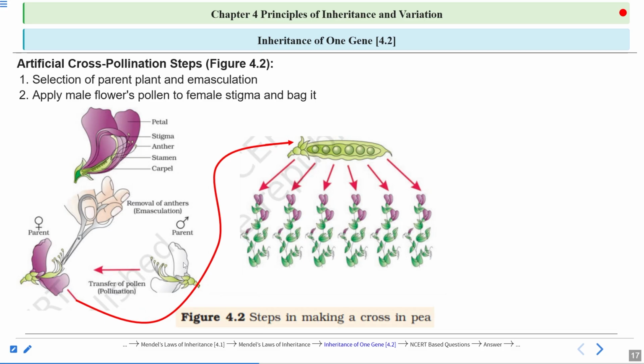So pollens from the male plant, this is the symbol denoting the male, this is the symbol denoting the female. Now pollens from the male flower were dusted on the stigma of the female flower. This is how the artificial cross-pollination was done. And now after pollination, the F1 generation was observed. So after pollination, we will get the first generation, which is known as the F1 generation. In F1 generation, all the plants were tall.